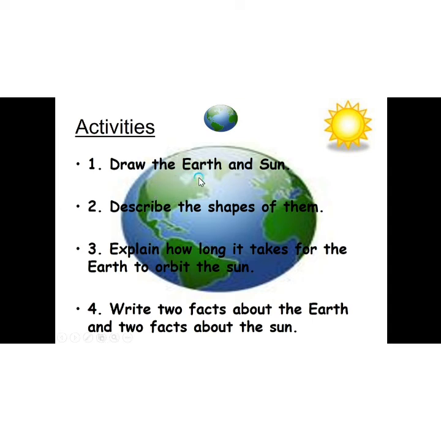You're going to draw the earth and sun. So when you draw the earth and sun, you're going to describe the shapes of them. What are their shapes? You're going to talk about their shapes, and you explain how long it takes for the earth to orbit the sun. Now this means, how long does it take for the earth to move round the sun? Remember I told you the earth moves round the sun. How long does it take? So you're going to explain that, and you will write 2 facts about the sun, about the earth, 2 things you know about the earth, and 2 facts about the sun.